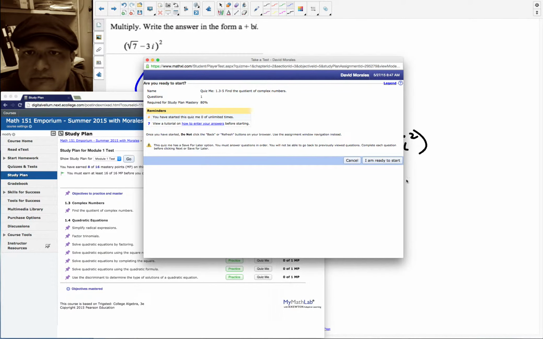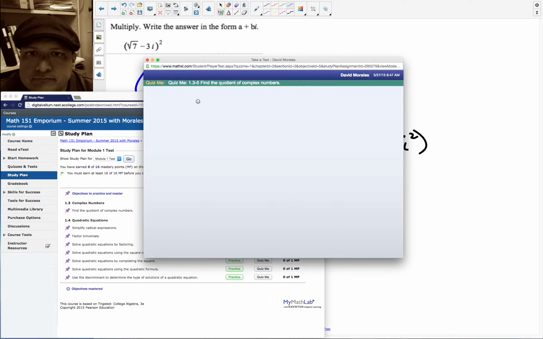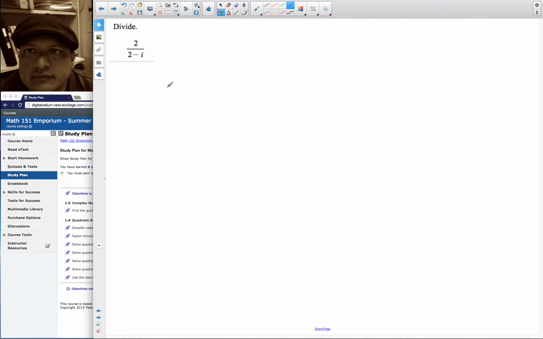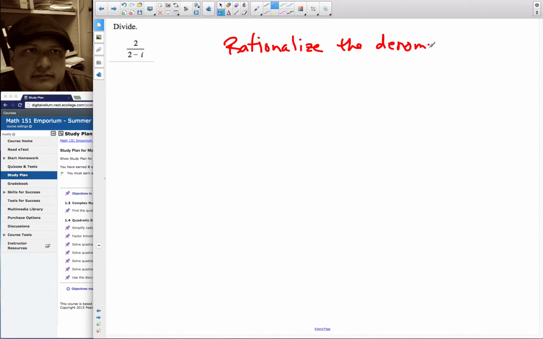And our last one is divide. Now when it comes to complex numbers, you can remember this is like a square root of negative 1, right? So we never want square roots or any radicals in the bottom, so we have to rationalize. Well, this is our denominator. And how did we do that before? We would multiply by the conjugate.